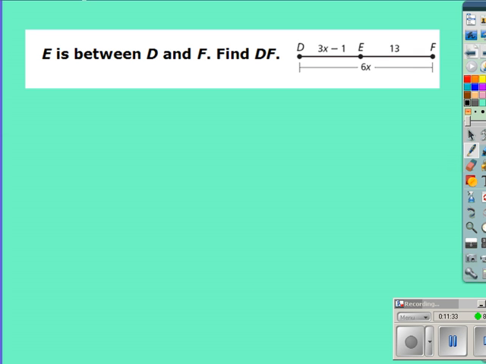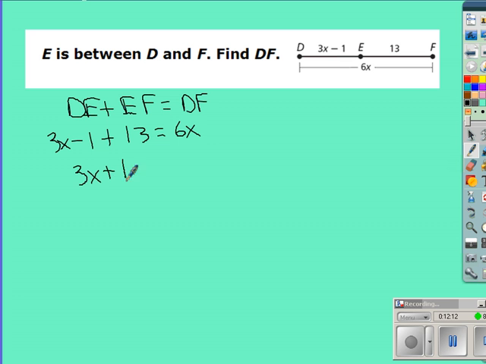E is between D and F. Find DF. Let's take a look at the picture, pause it, see what you can do. Our last one here, we'll see what we got. DE plus EF equals DF. There's my standard formula. Now I'm going to plug in what I know. DE is 3x minus 1. EF is 13. And DF is 6x. So I'm going to combine my like terms. Negative 1 plus 13 is going to give me 3x plus 12. And we still have the 6x over here.